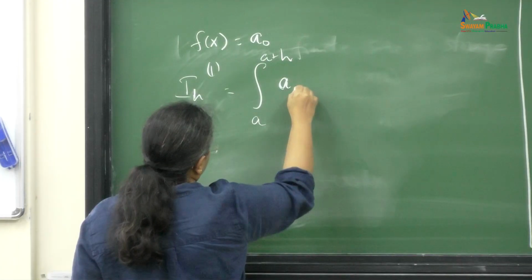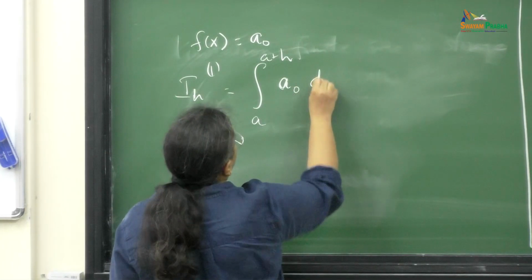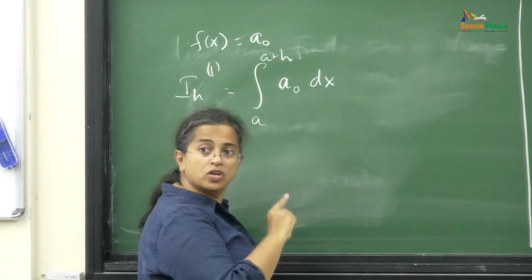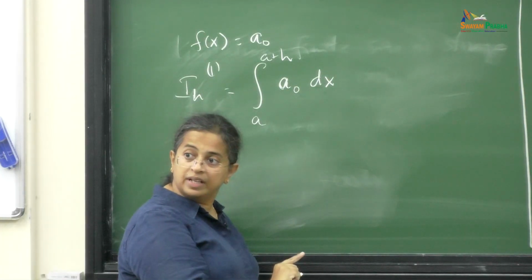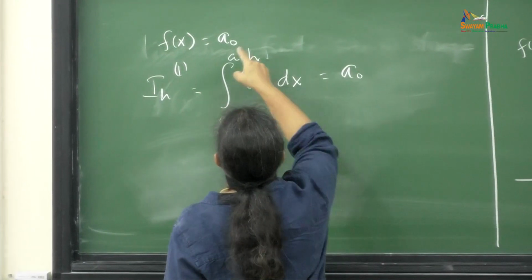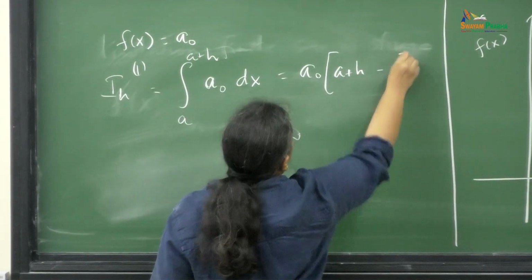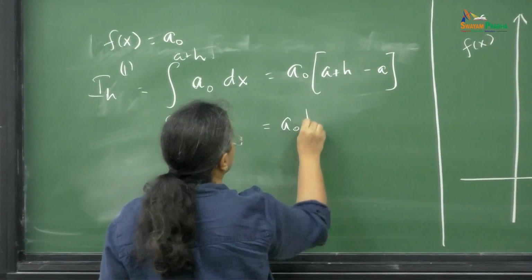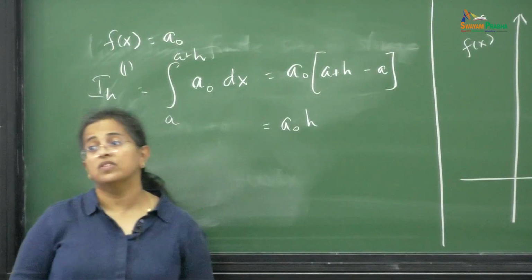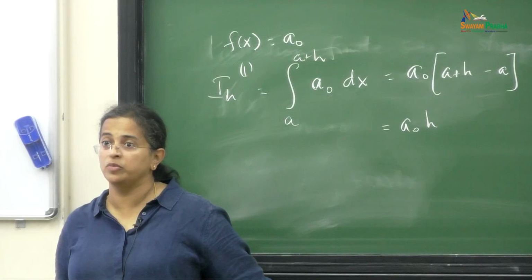Instead of f of x, I'm going to put an a0 dx. a0 is a constant. I can pull it out of the integral. So therefore, this becomes a naught, a plus h into a plus h minus a. So it is a naught h. What can I give the value of a naught? Some constant value which corresponds to the function to be of some use.